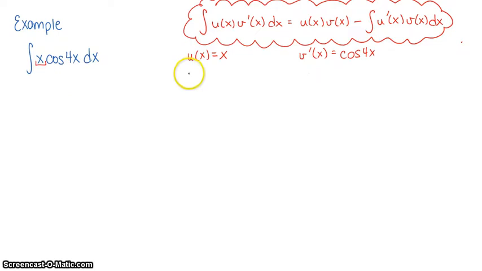Now, we can easily find the derivative of u of x. It's just going to be 1. So that makes it quite nice for plugging in here, because that will eliminate one of the two terms that are being multiplied together. Basically, a 1 times anything will just give us the original v of x. Then we have to figure out what our v of x is going to be.